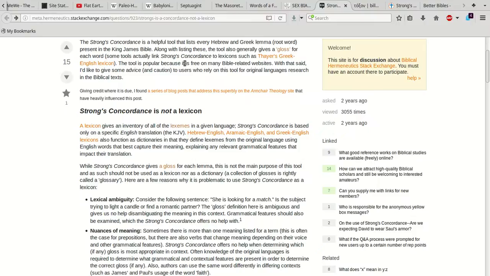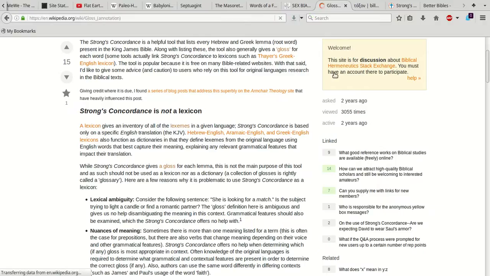The Strong's Concordance is a helpful tool, I'm reading here, that lists every Hebrew and Greek lemma, which is a root word, presented in the King James Bible. Only that translation, and how it used the word. Along with listing these, it goes on to say, the tool also generally gives a gloss for each word.